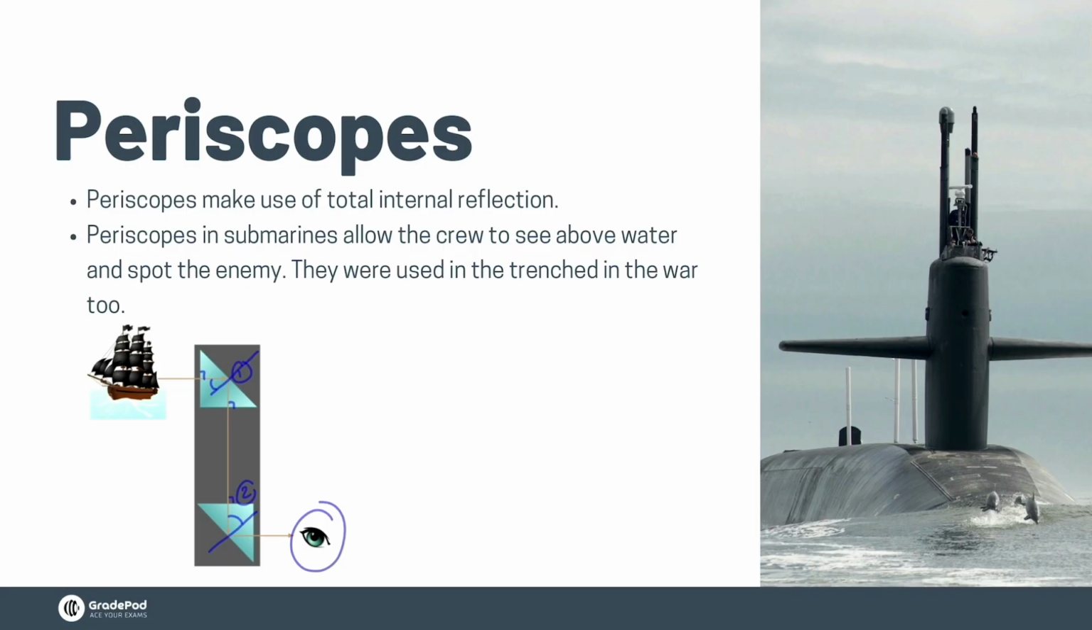So what we can assume from this situation is that the critical angle must be less than 45 degrees, because the way that this triangle is set up, this angle here is 45 degrees. So if we're hitting the light at 45 degrees, it's got to be greater than the critical angle, so the critical angle must be less than 45 degrees for it to totally internally reflect.